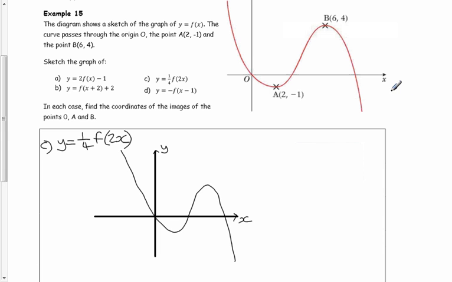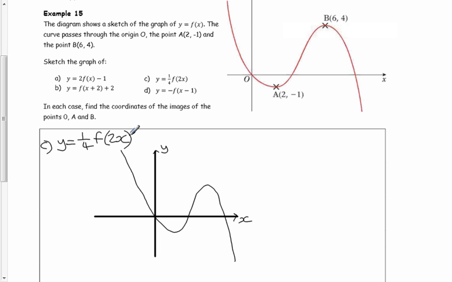C3, transforming graphs of functions, example 15c. This time the transformation is a quarter f of 2x. So the 2 inside the brackets is multiplying the x values. So the x values in this example are going to be halved, which is going to look like a stretch in the x direction, scale factor of a half, or you could describe that as a squash in the x direction, scale factor of 2.